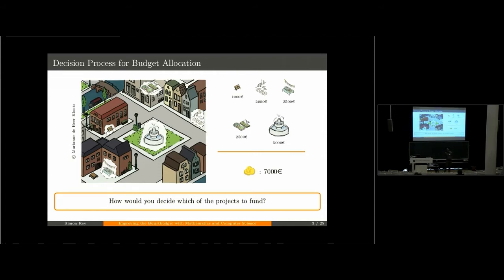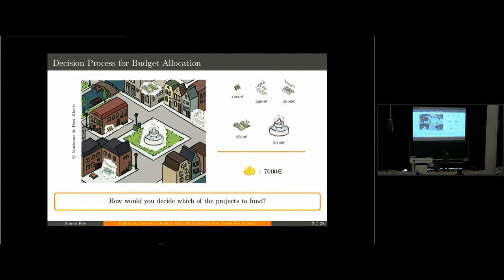Any other ideas? What can we do? Allocate it yourself. Yeah, indeed, right? And that's what happens most of the time. Whatever person is in charge of that will make the decision. We don't really know on what basis, but somehow a decision will be made, and that's usually what happens.